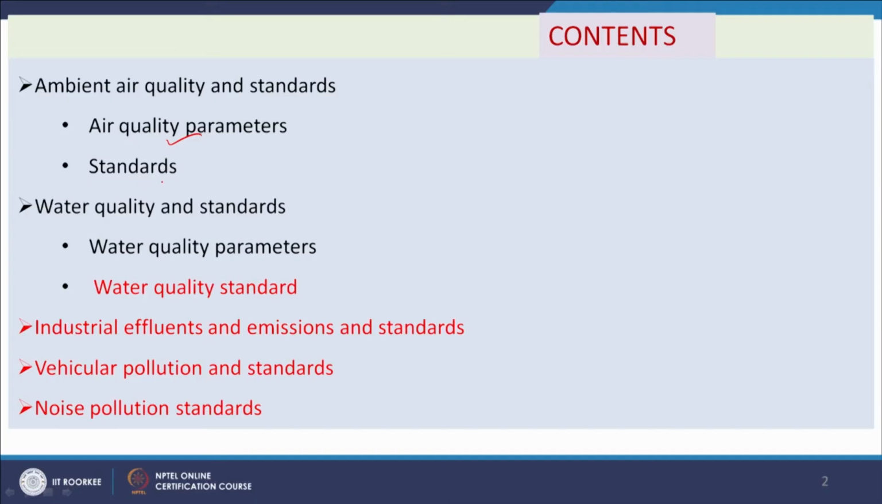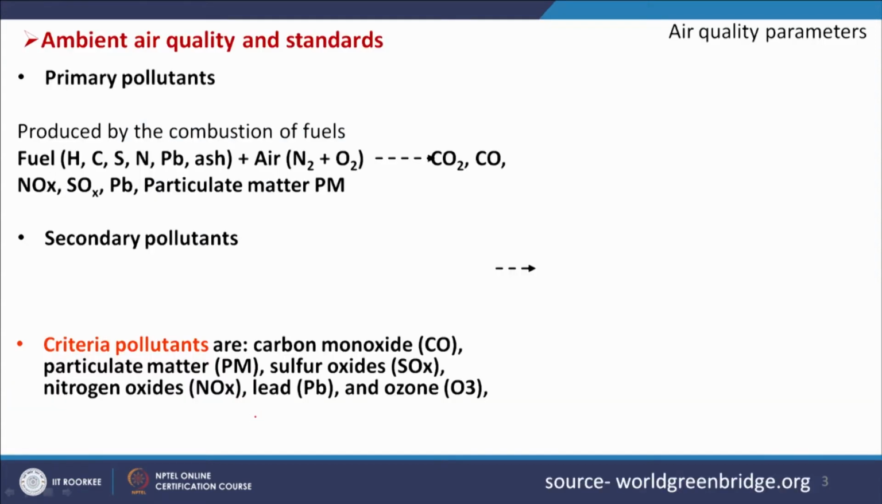Okay. So, now we will discuss ambient air quality and standards, air quality parameters and standards, then we will discuss water quality and standards, water quality parameters, and then what are the standards. Then we will discuss industrial effluents and emission and their standards, vehicular pollution and their standards, and noise pollution standards. So, these will help us to understand the possibility of risk or the health consequences or any adverse consequences on our health or on the environment.